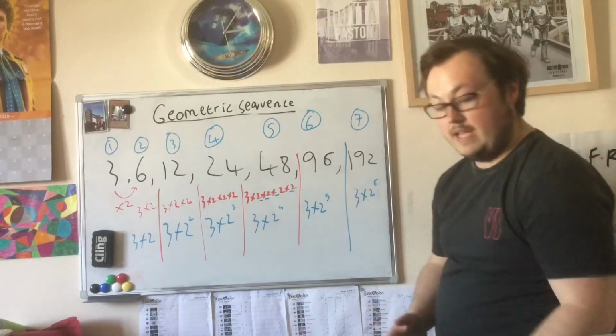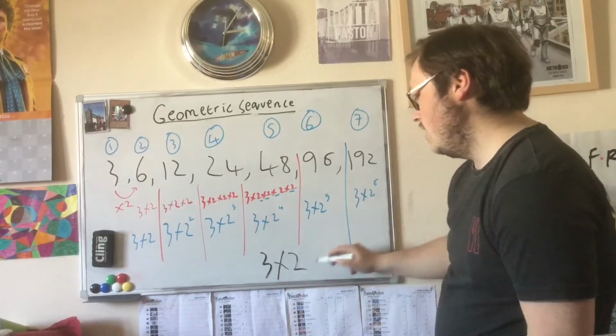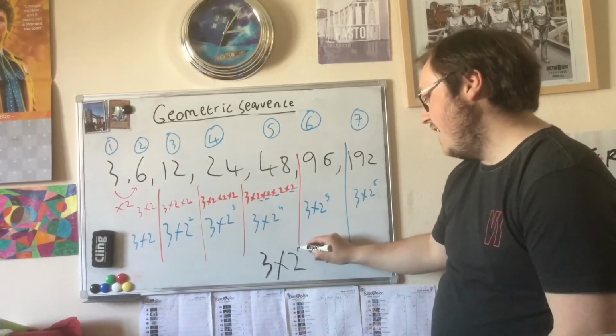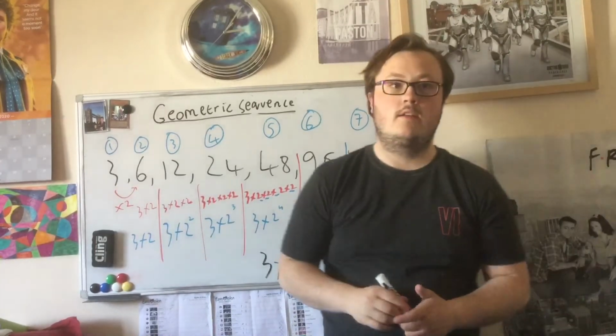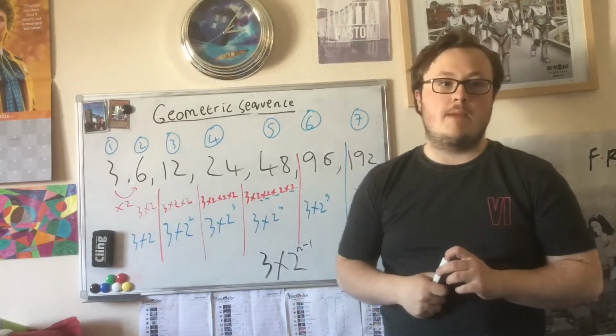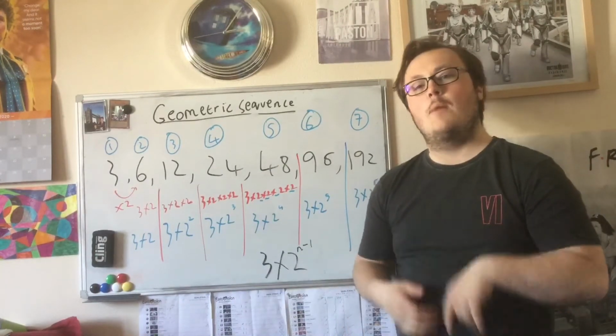Well, you do 3 times 2, and then it's to the power of n, because that's the nth term, minus 1. And that's how we create a geometric sequence. But what do the parts of the geometric sequence nth term mean?